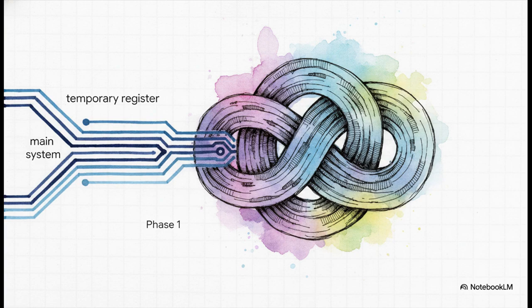In phase 1, we start by calculating a temporary arithmetic result or a reversible predicate. But, and here is the major catch with quantum systems, this action inherently entangles a temporary work register with the rest of the computation. They are now mathematically linked together.